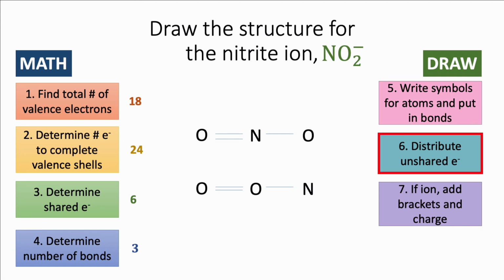So we're going to distribute the unshared electrons. We have shared 6 electrons. We started with 18. There are 12 electrons. And if you look at this, this oxygen has 4 shared electrons, so it needs 4 unshared electrons. The other oxygen has 2 shared electrons, so it's going to need 6 electrons.